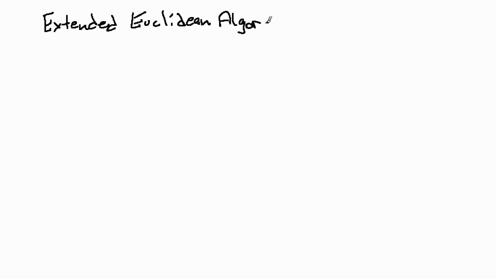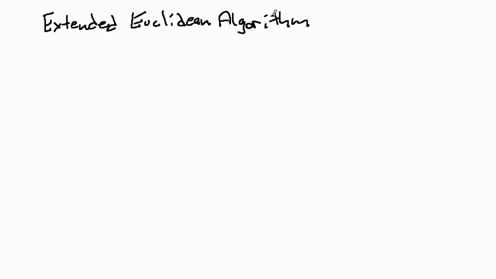Finally, the last thing that we need to talk about here, and this is really the most important of all these things for finding the GCD, is what's called the extended Euclidean algorithm. And this is very important for cryptography, so it's important that you understand this.